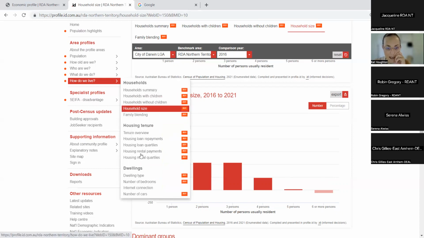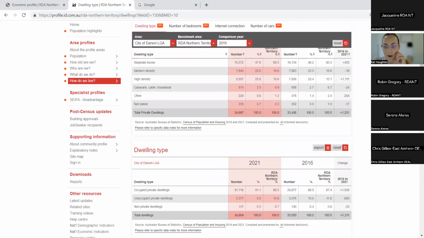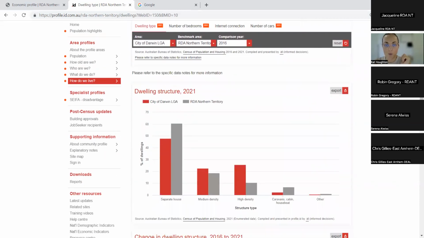Then what we want to look at is our dwelling type. Okay, so this is more on that supply side. So previously we were looking at demand. So what do we demand? We're moving more towards those lone person households, which we have been doing for some time. When we move down here, this is where we're looking at our supply. What do we supply in the city of Darwin?